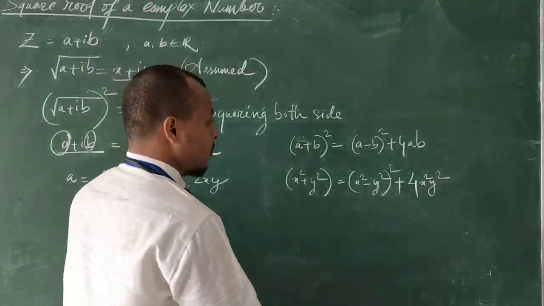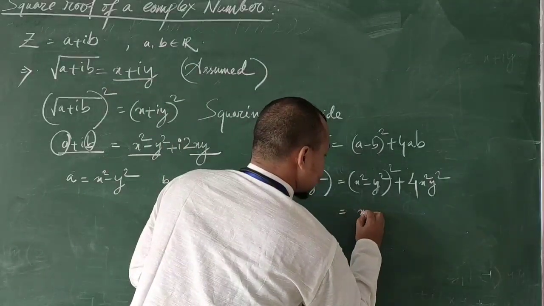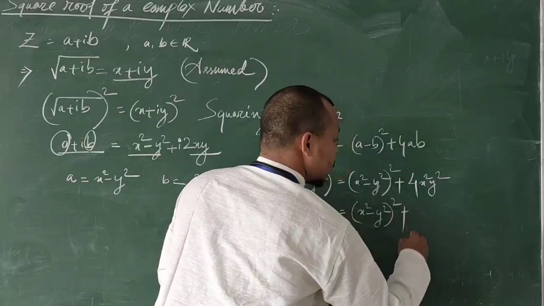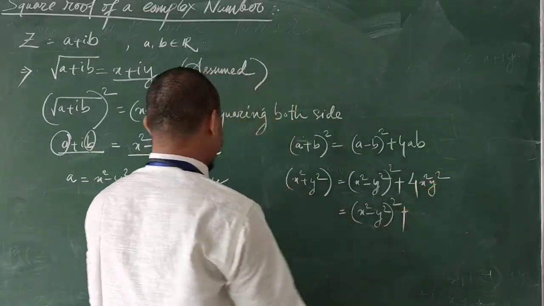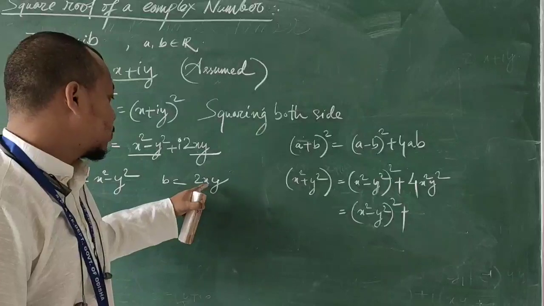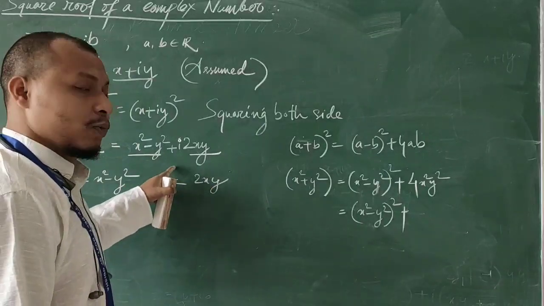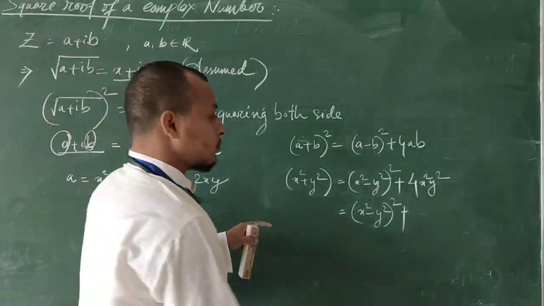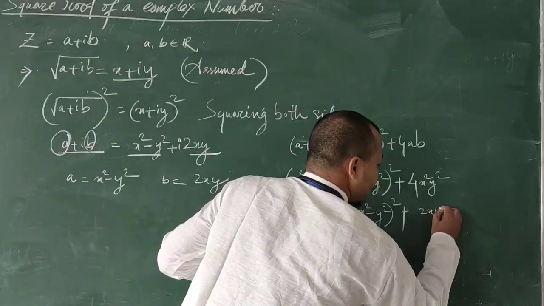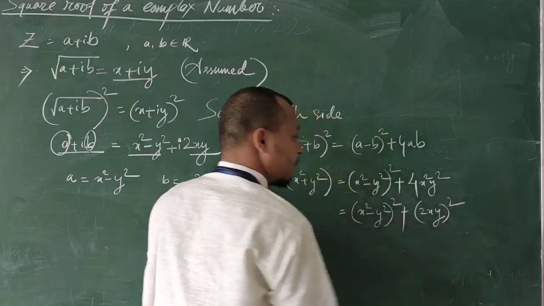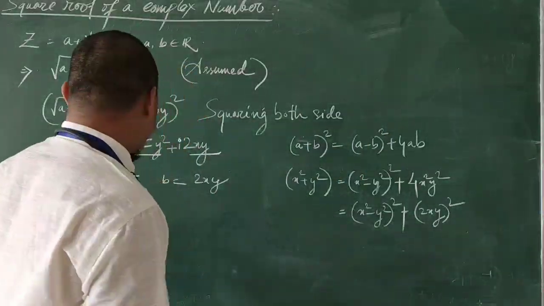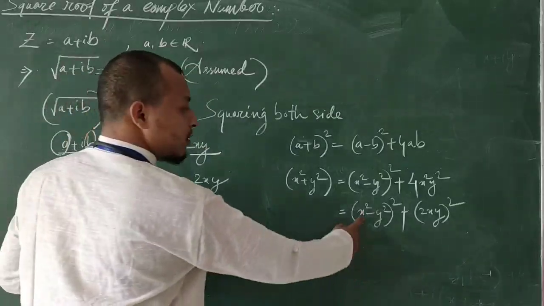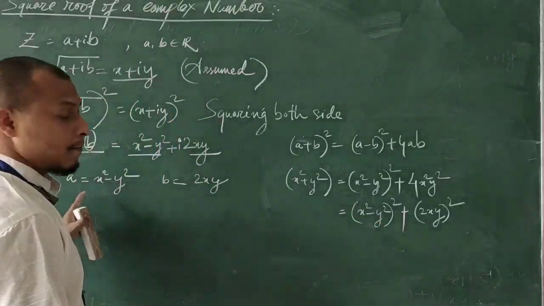Are you clear now? These things you can write as (x² − y²)² + 4x²y². We know that b is equal to 2xy. If you square it, b² will become 4x²y². So we know that x² − y² is equal to a, so instead of x² − y², I am going to replace it with a.